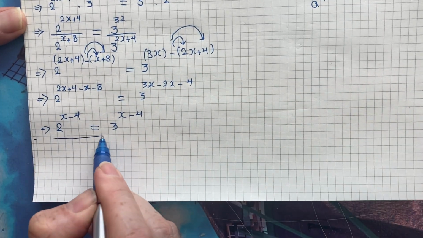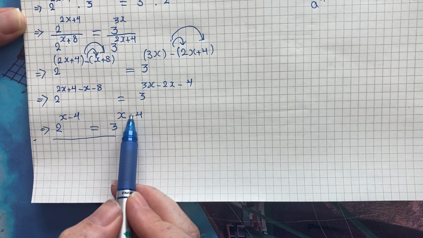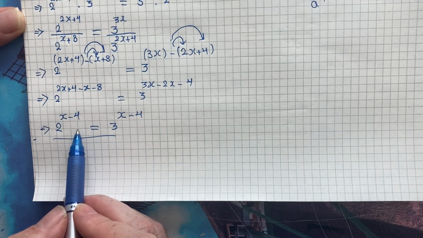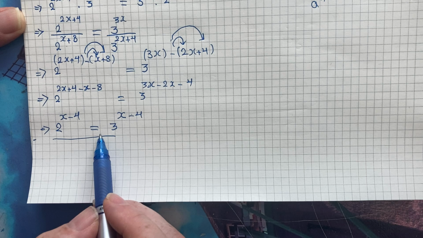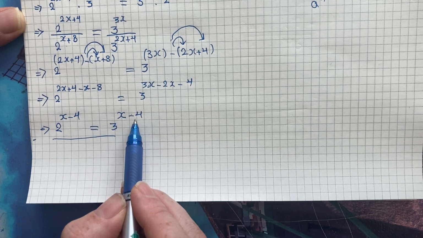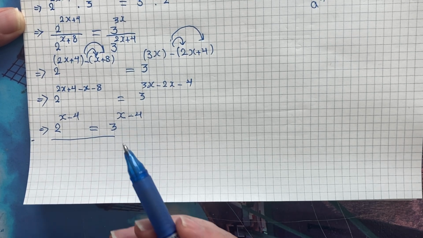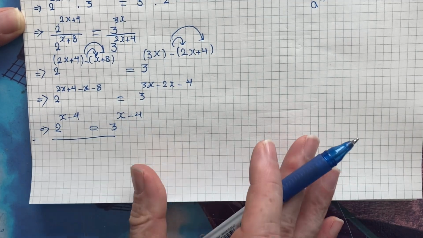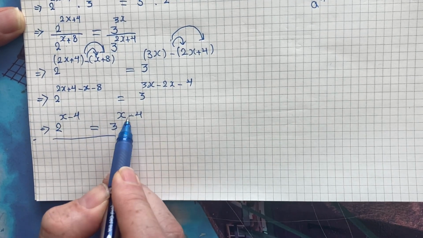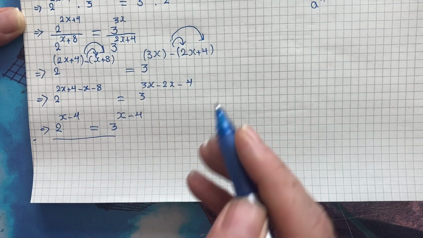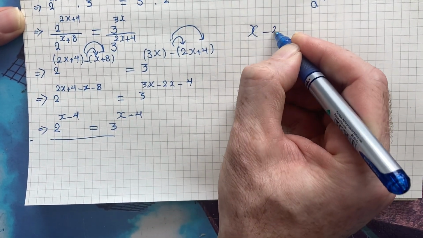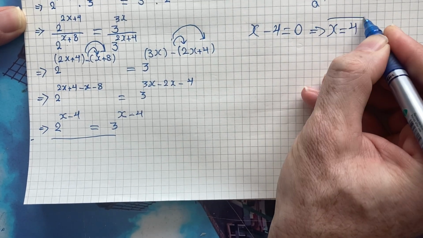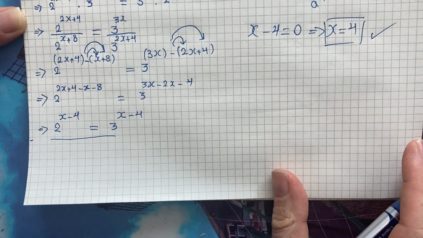Now look closely. Same exponent, different bases. So how is it possible? This only happens when the exponent is 0. Why? Because any number to the power of 0 is gonna be 1. So I set this exponent, which means x minus 4 equals 0. It gives us x equals 4. And this is your answer.